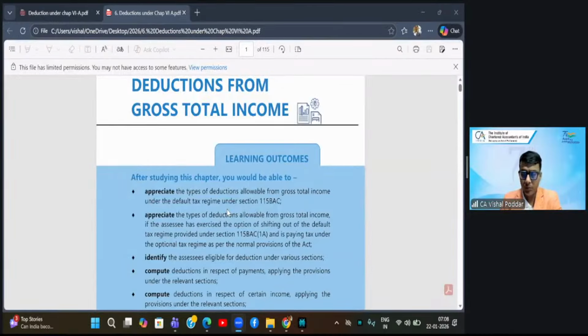Now, over there you have one major rebate called rebate under section 87A. And there is one more deduction over there called relief under section 89(1). I assume that you have studied that relief when you were studying the salary chapter. So with this backdrop, let us start today's session.